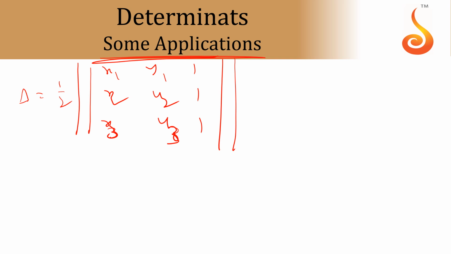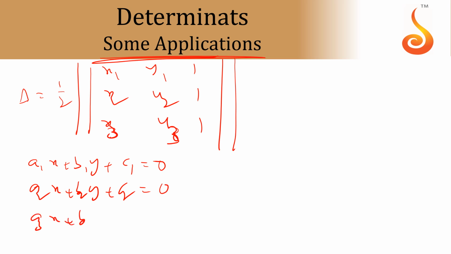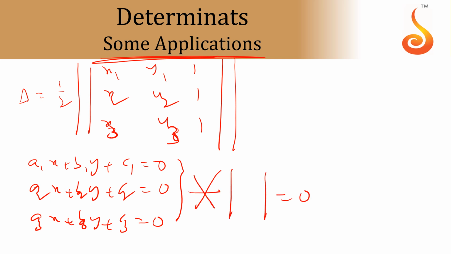Similarly in straight lines, I think you know that if a1x plus b1y plus c1 equal to 0, a2x plus b2y plus c2 equal to 0, a3x plus b3y plus c3 equal to 0 are concurrent, the determinant of coefficients will be 0. The converse is not true. If the lines are concurrent, det will be 0. If det is 0, there is no guarantee of concurrency.